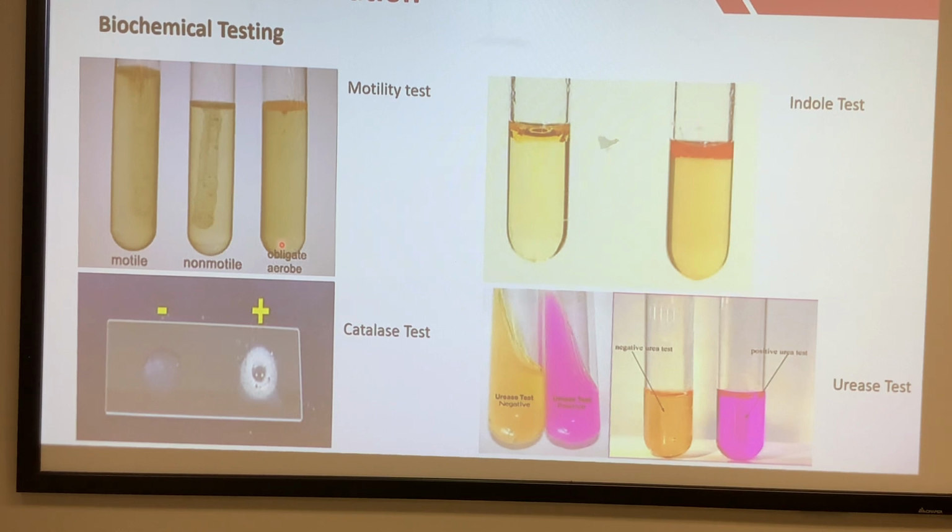The indole test is to test whether they can digest tryptophan and produce indole, and if they do, they have the enzyme to do that. And the catalase test checks whether the organism can hydrolyze H2O2. If they produce catalase, then they will produce a positive result for this test.